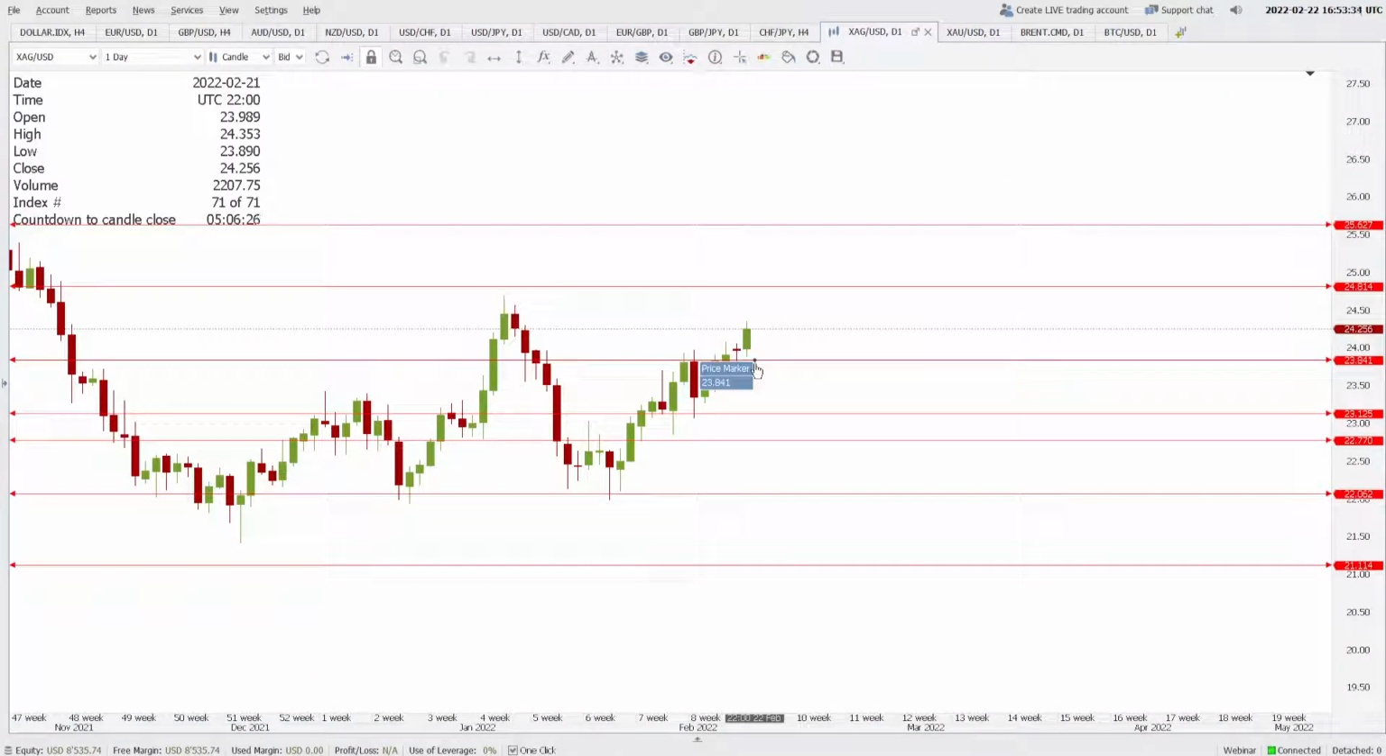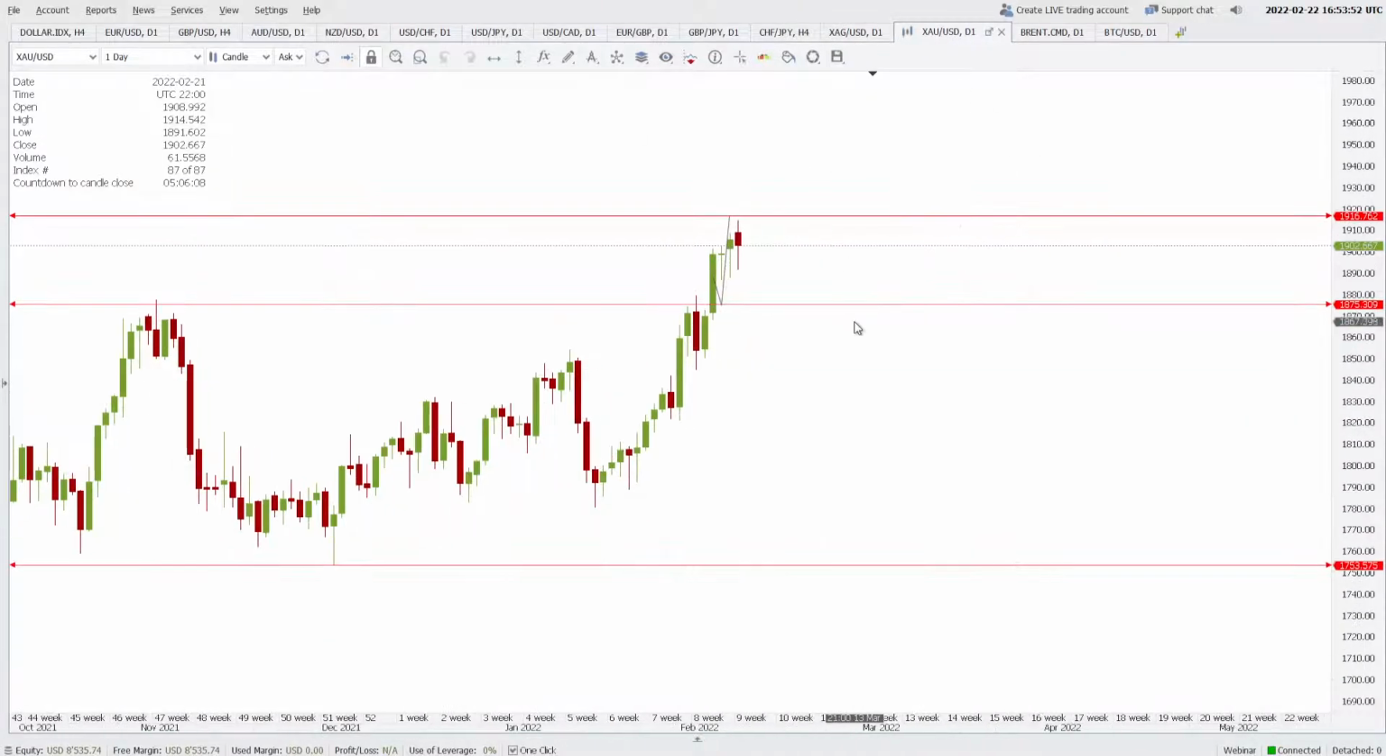Talking about silver, no surprises here. A close above 23.84. Next day there was support, and it is now giving us a bullish candlestick. We are expecting 24.81 to be tested in this market soon. Support is at 23.84, resistance is at 24.81 here.